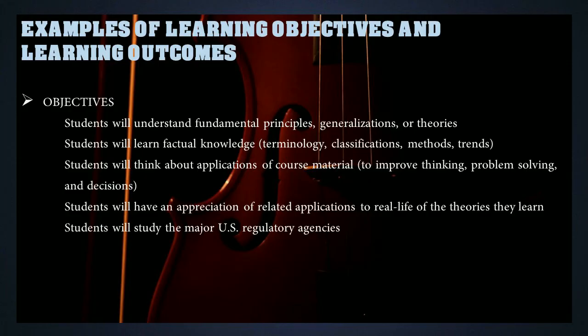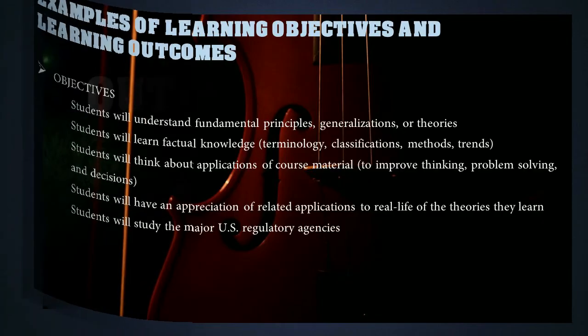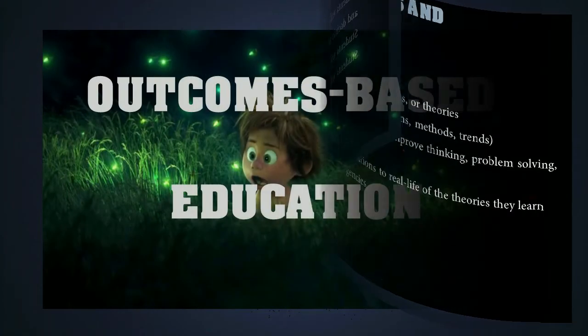Students will understand fundamental principles, generalizations, or theories. Second, students will learn factual knowledge, terminology, classification, methods, and trends. Students will think about applications of course material to improve thinking, problem solving, and decisions. Students will have an appreciation of related application to real life of the theories they learn. Students will study the major U.S. regulatory agencies. These are examples of objectives.